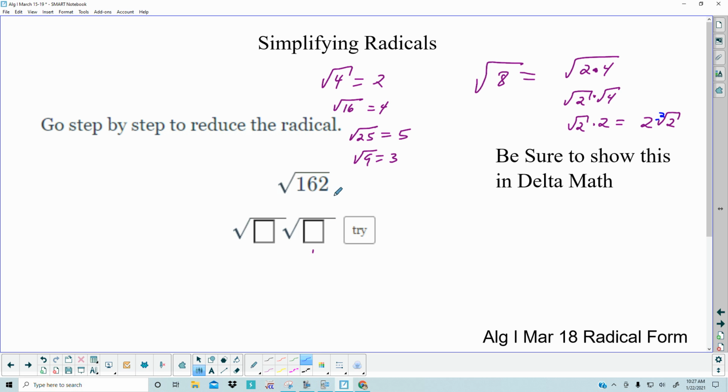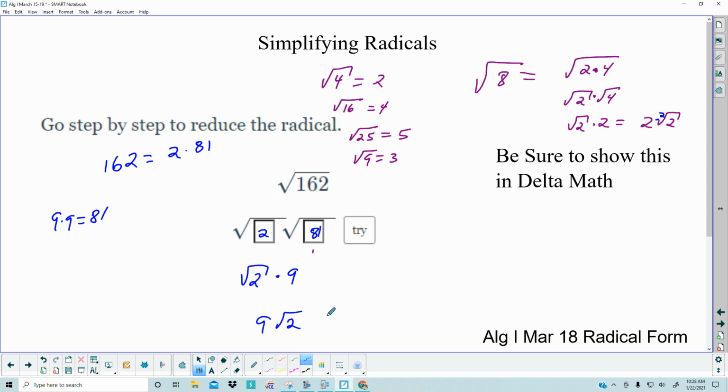So I'm going to think of 162. Well, I'm not sure. I'm going to try dividing by 2 first because I could do that in my head. And I get 81. And I go, oh, okay. Isn't 81 a perfect square? Isn't 9 times 9 81? So this square root of 2 has to stay put, but then this one becomes 9. And then the 9 gets written in front, and you get 9 square root of 2.